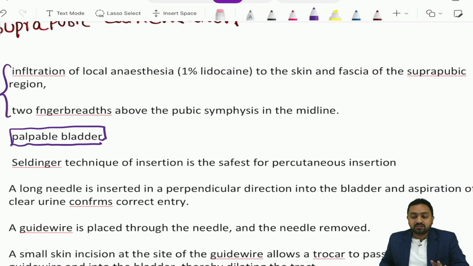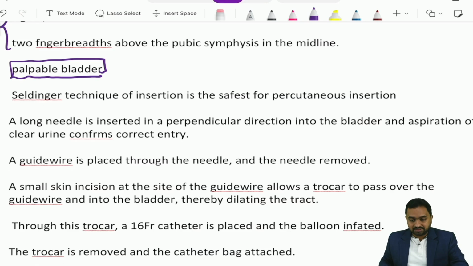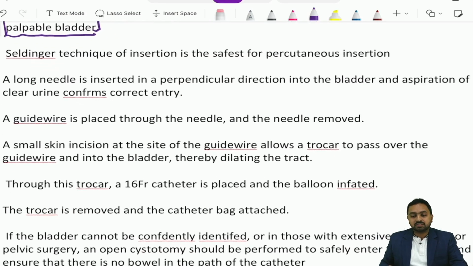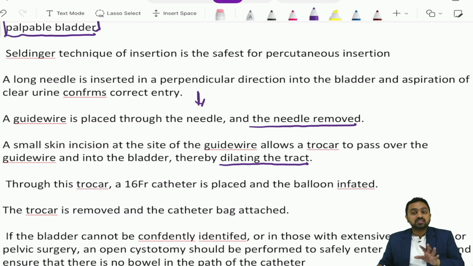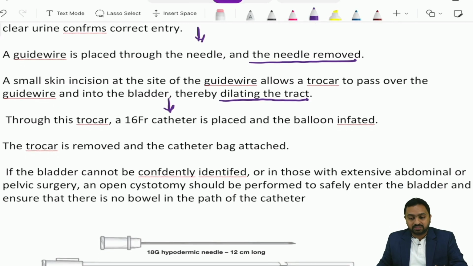Now the Seldinger technique of insertion is the safest for percutaneous insertion. A long needle is inserted in the perpendicular direction into the bladder, and aspiration of clear urine confirms the entry. Then a guide wire is placed through the needle and the needle removed. A small skin incision is made at the site of the guide wire and allows the trocar to pass over the guide wire into the bladder, thereby dilating the tract. Through this trocar, a 16 French catheter is placed and the balloon inflated. The trocar is removed and the catheter bag attached.